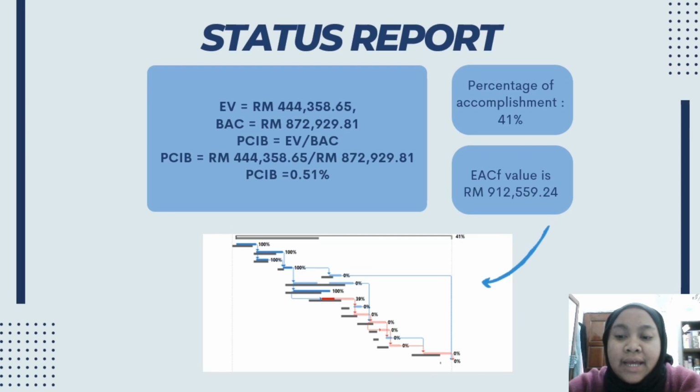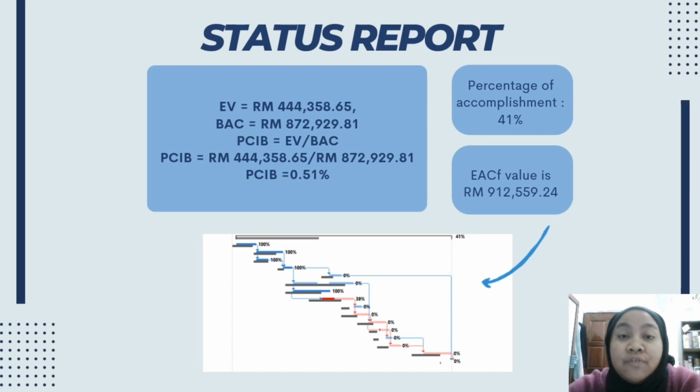So moving on to the next part of the report, from the earned value table, we could find the percentage complete in terms of the budget. Using the formula, the earned value divided by the budget at completion, where the earned value that we have is 444,358.65 divided by RM 872,929.81, we get the percentage complete in terms of budget as 0.51%.